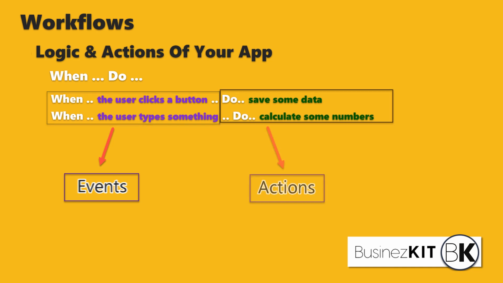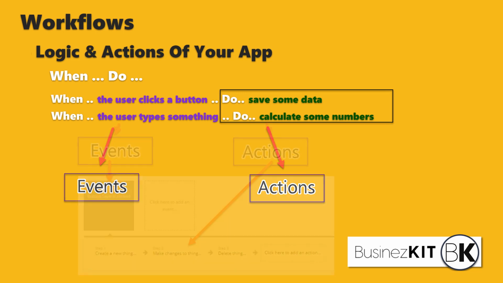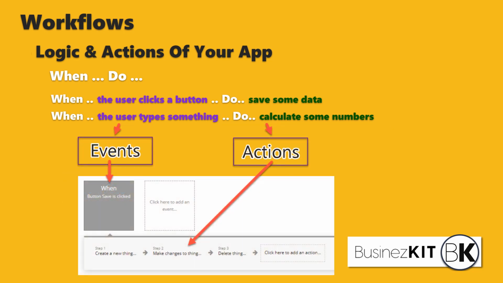And the do part of it is actions. This is where you actually put your logic, okay? So when an event happens, you do actions, okay? That's essentially how workflows are put together. And we have a quick look at what that looks like in Bubble. So the 'when button save is clicked' is the event, and the actions are the different action steps, the logic that you implement in response to that event.